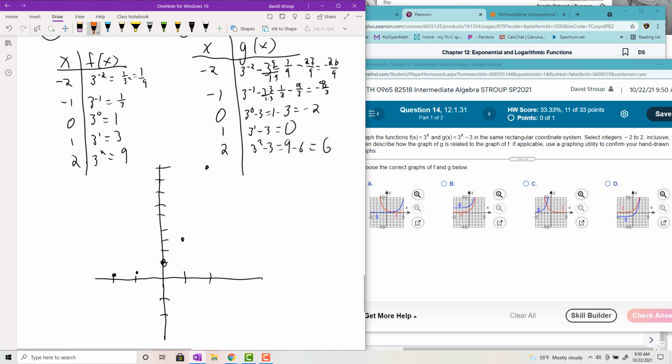Okay, so there's our first graph. Let's put that guy in red. Let's use some colors, right?